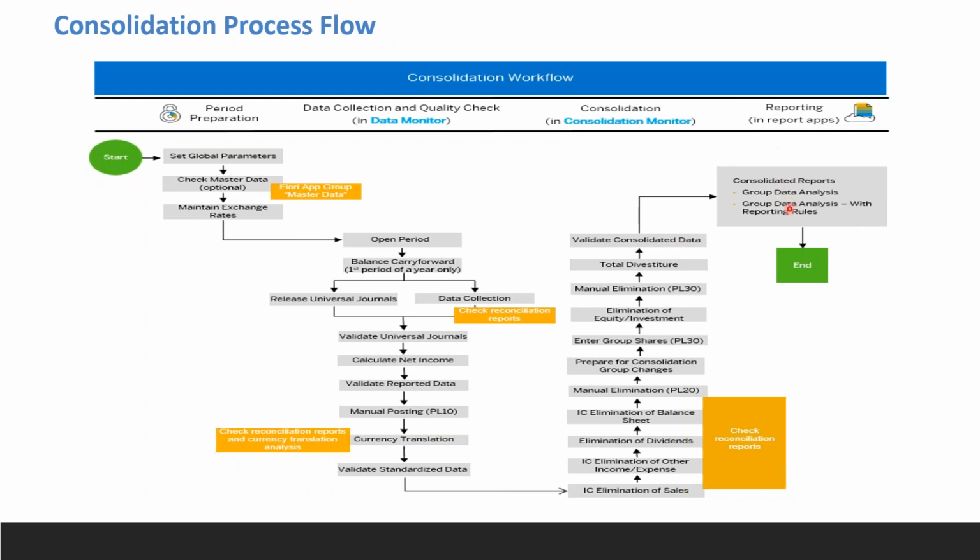We have 2 apps available in the group reporting, group data analysis. In 1809 we used to use this, but from 1809 onwards we have the reporting rules also. So here we can do it with reporting rules. Then we can use either of these 2 apps and we can end this. So this is the overall consolidation process flow in the group reporting.